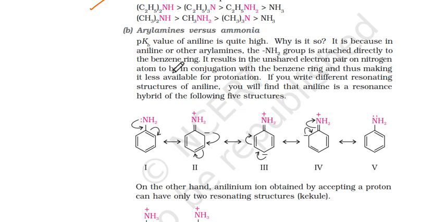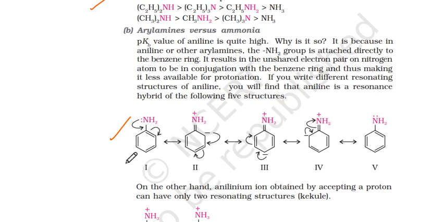Now the pKb value of aniline is quite high. Why is it so? It's because in aniline or other aryl amines, the NH2 group is attached directly to the benzene ring. And when it's directly attached, it's an OP director. We know the lone pair on the nitrogen. It results in the unshared electron pair on the nitrogen atom being in conjugation with the benzene ring, because there is lone pair pi conjugation, thus making it less available for protonation. The conjugation is a very stabilizing effect. Mesomeric effect will take place. So you'll get all the resonating structures over here, finally a resonance hybrid.